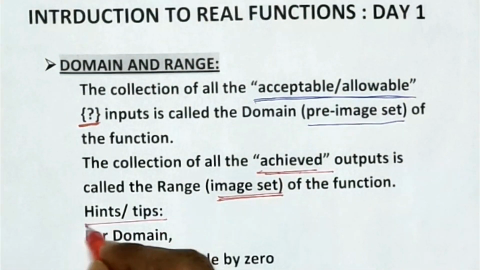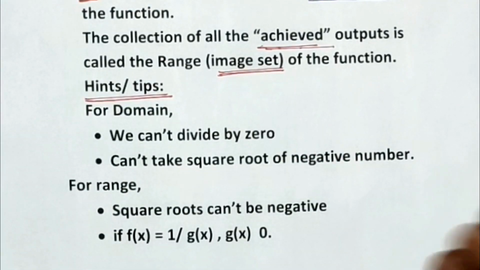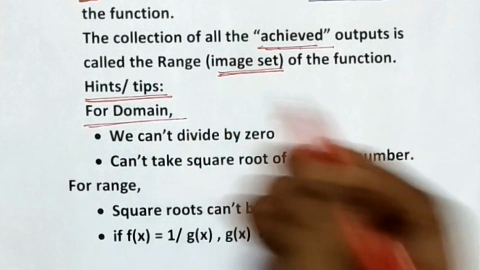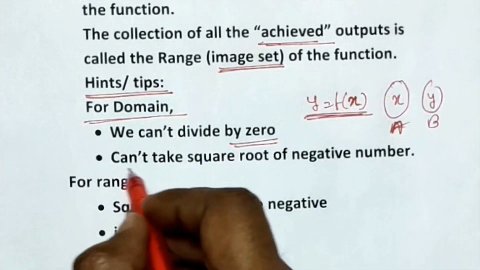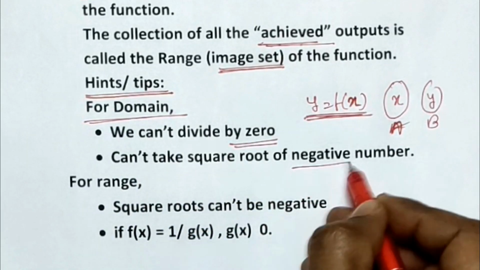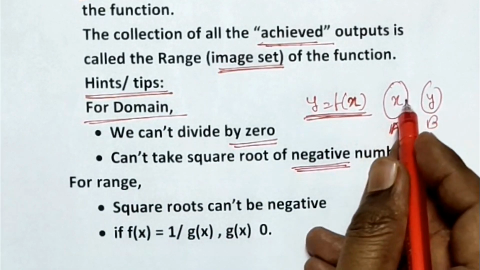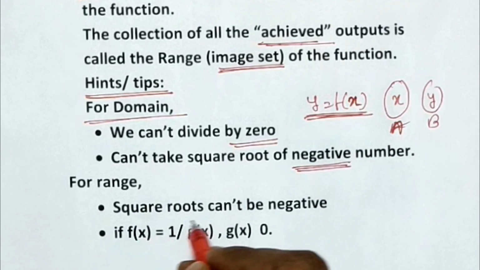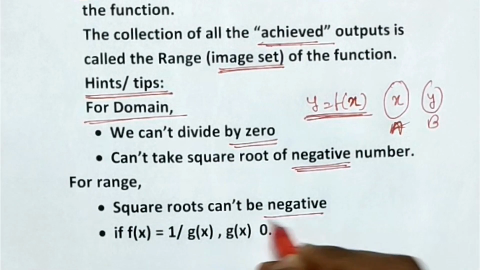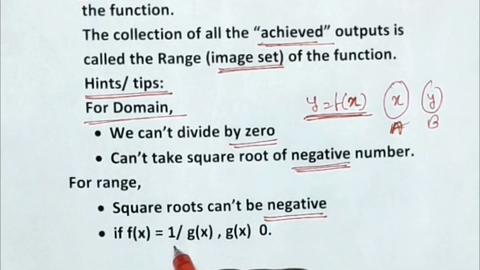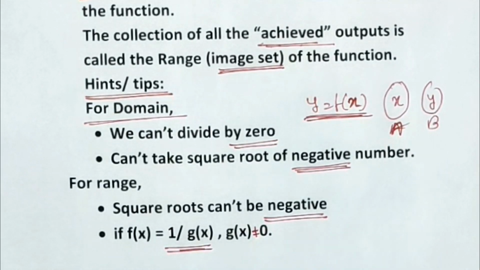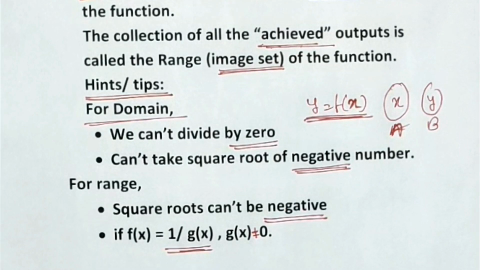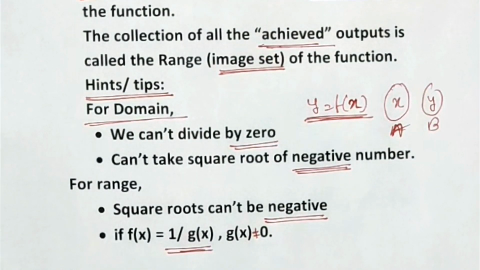You have to remember some hints or tips to find the domain or range for a function. For domain, we can't divide by 0. We can't take the square root of negative numbers for domain. For range, square roots can't be negative, and if f(x) equals 1 upon g(x), g(x) is not equal to 0. We'll explain by an example.